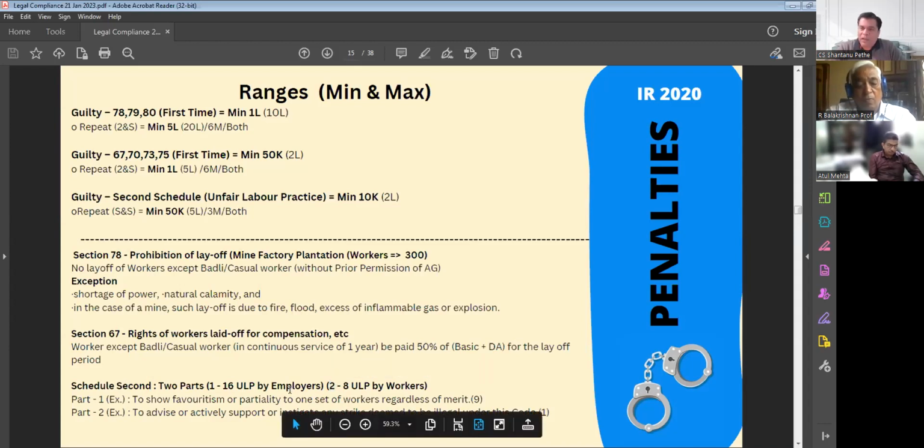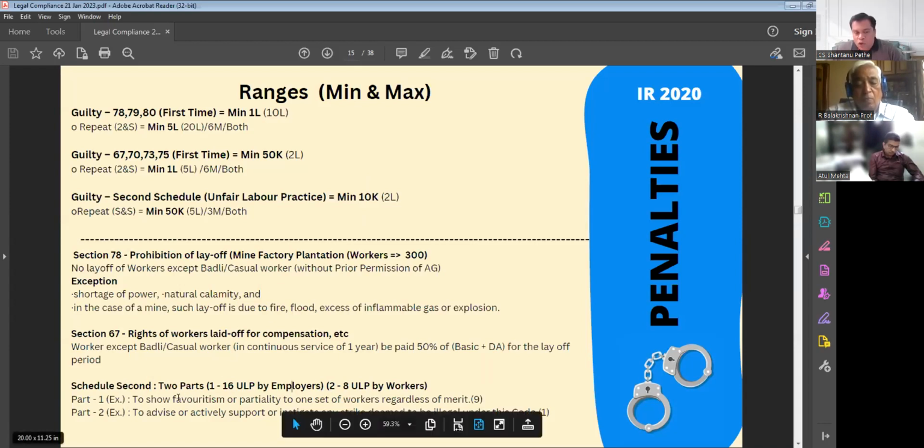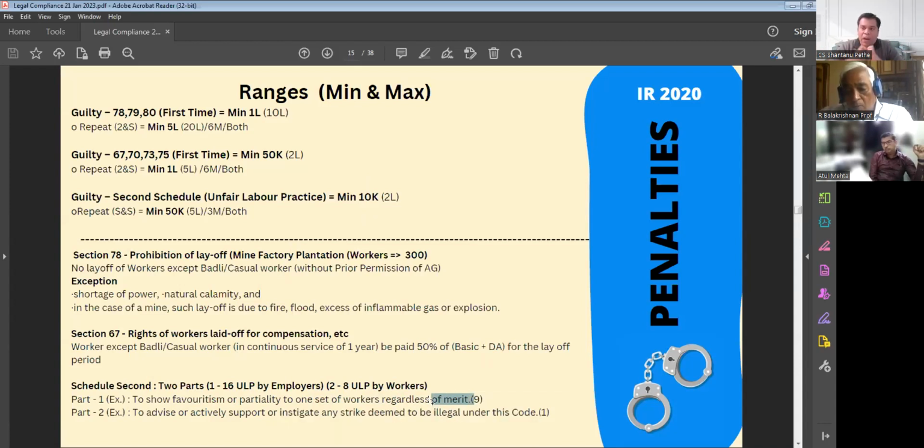I will give one example of each so that you will have a better understanding of this second schedule. For example, part 1, which talks about employers, says to show favoritism or partiality to one set of workers regardless of merit. Please remember that this will amount to unfair labor practice, and a complaint can be filed and there can be penalty for this. It is not talking about gender. It is just talking about one set of workers.